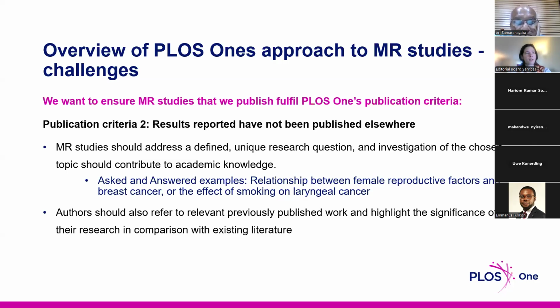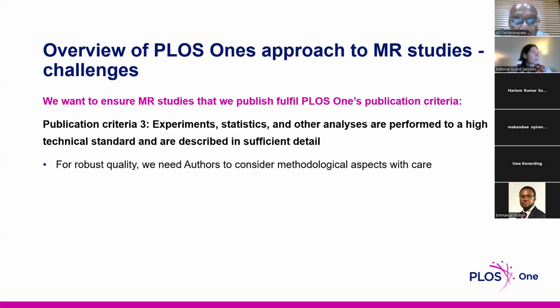And falling into the same publication criteria, we would expect our authors to always refer to the relevant previously published work and also highlight the significance of their own research in comparison with existing literature, because this feeds into the previous points. We do want the science that we publish to contribute, and if there is nothing that distinguishes you from very similar research, then it raises questions about the study question.